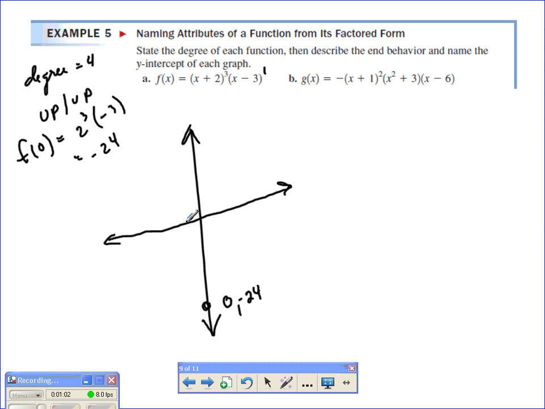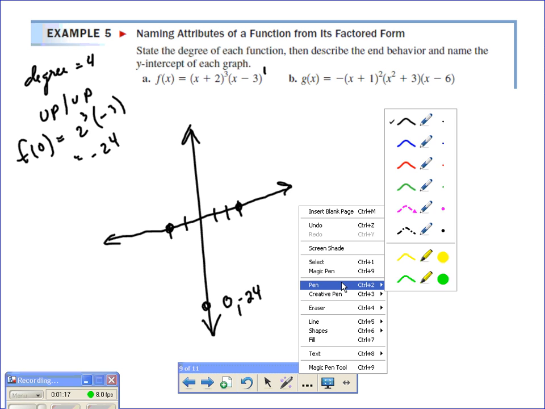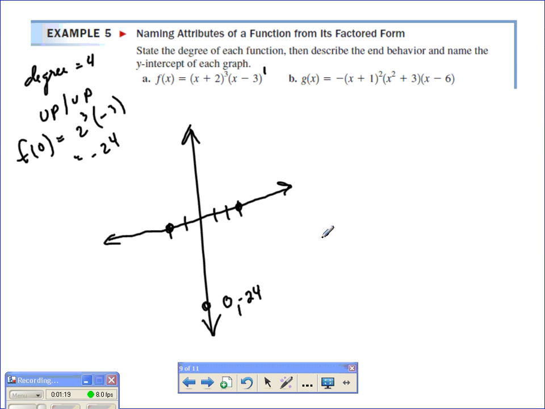It has, let's see, a root at negative 2. It's got a root at 3. The end behavior is up, up. So let me pick a different color pen. So its behavior is up, up. So it starts up here.